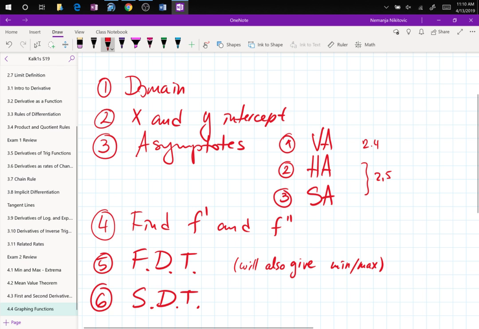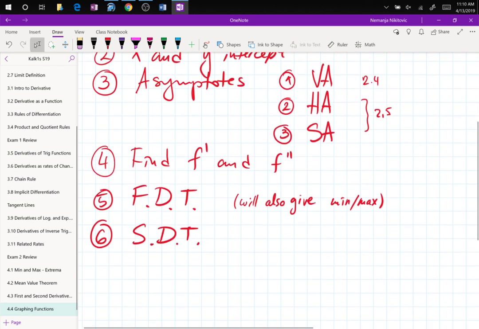So we have a whole bunch of these things, right? We have domain, we have x-intercept, y-intercept, we have asymptotes to guide which way to draw the functions, and then we also have the first and the second derivative tests that will give us increase, decrease, min, max, so the entire shopping list of things.